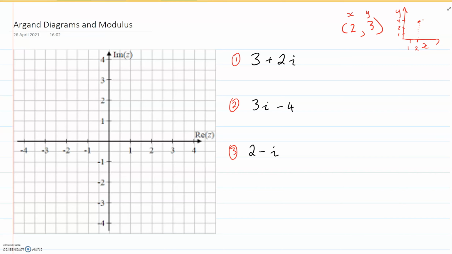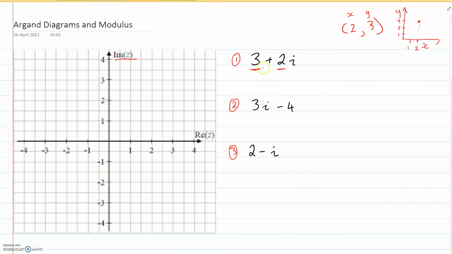Instead of having x and y, you have a real part and an imaginary part. So this axis up here is your imaginary axis. It's basically counting up i's. So where I have the numbers 1, 2, 3, and 4, and then -1, -2, -3, -4, what they stand for is 1i, 2i, 3i, 4i, -1i, and so on.